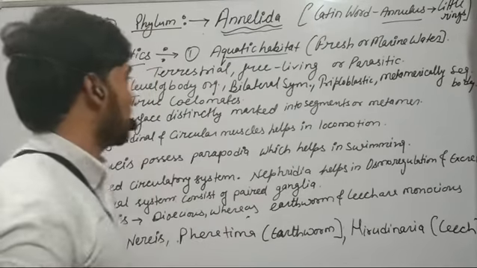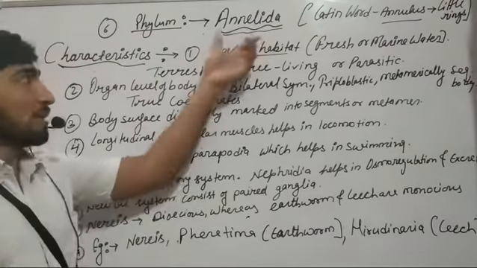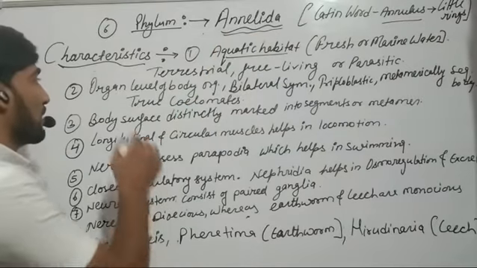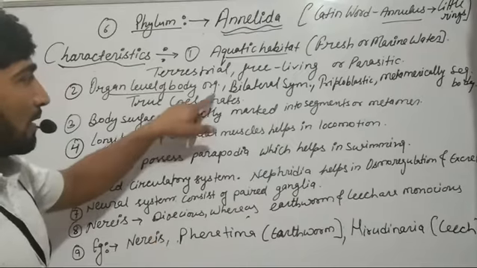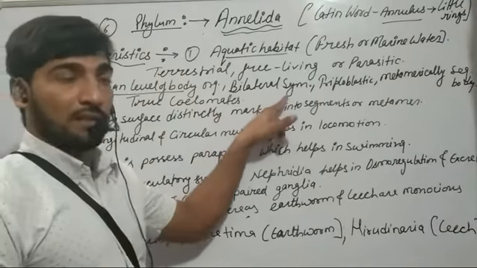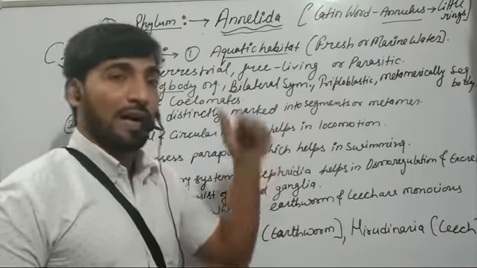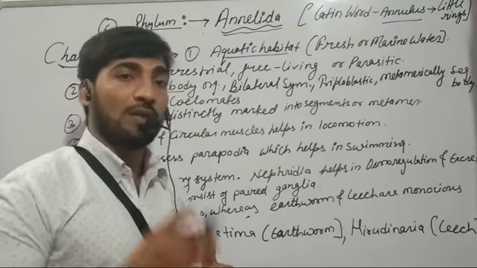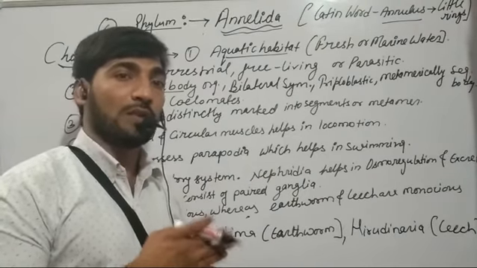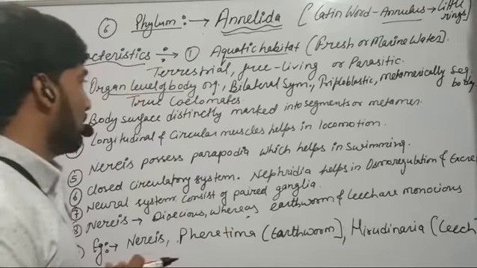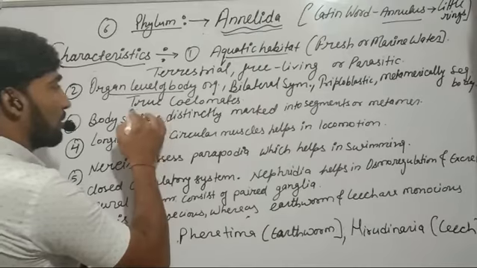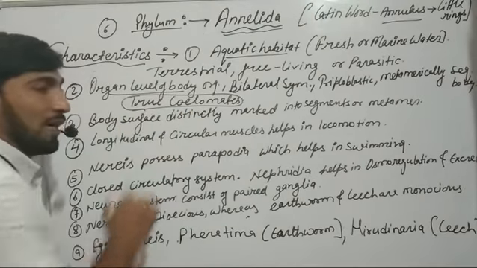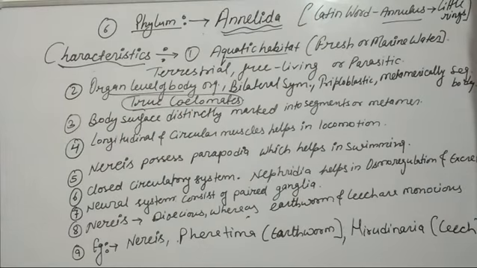on animals and plants. Further, the organisms belonging to annelids show organ level of body organization, and they have bilateral symmetry. They are also triploblastic, and their body is metamerically segmented into different segments. Further, these organisms belonging to annelids are true coelomates, that means they have a true body cavity.